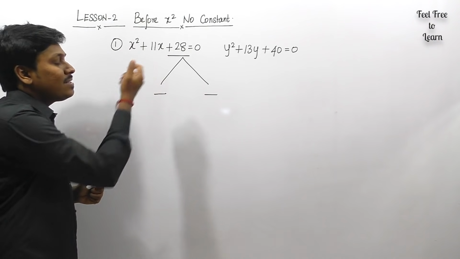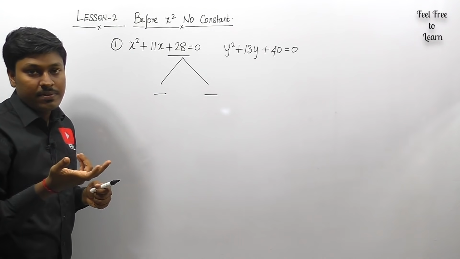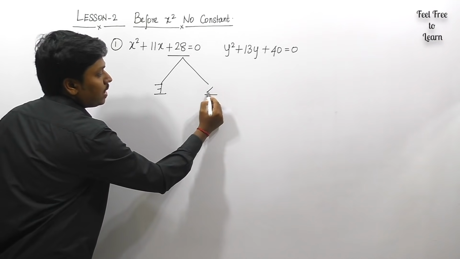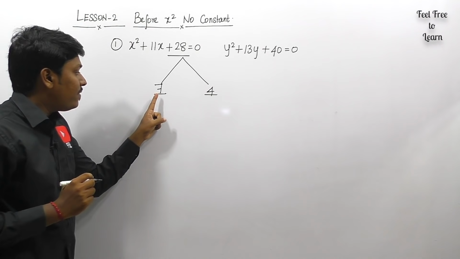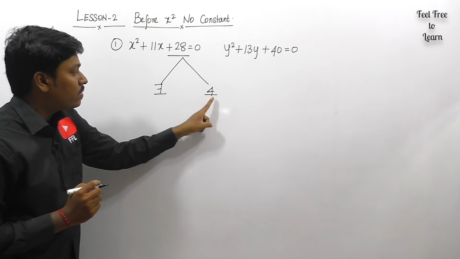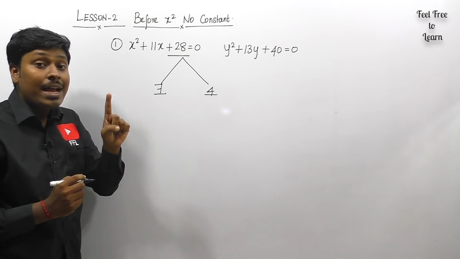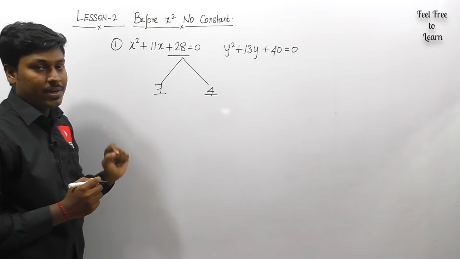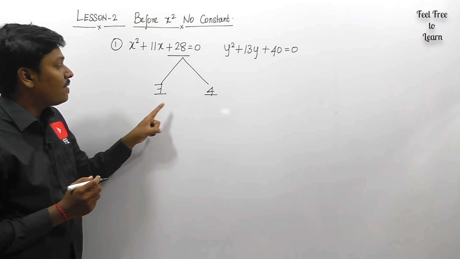So once 28 is a smaller number, right? We know the multiples of 28. 7 into 4 will be 28. So 7 4s are 28. Listen carefully, friends. When we multiply both the numbers, 7 into 4 will be 28. When we add both the numbers, the resultant should be plus 11. So 7 plus 4 will be 11. So finally we found the factors as 7 and 4.